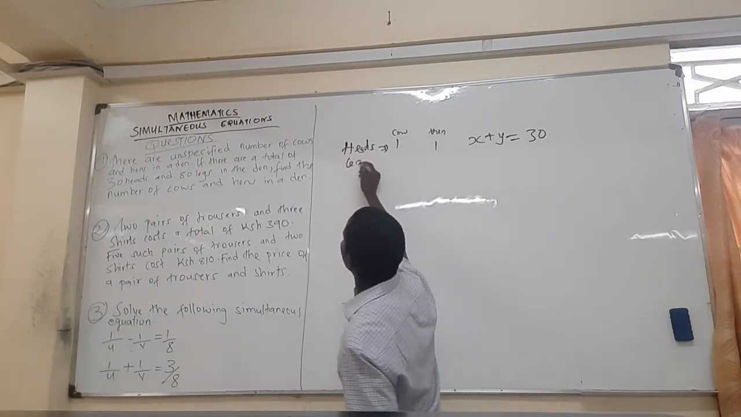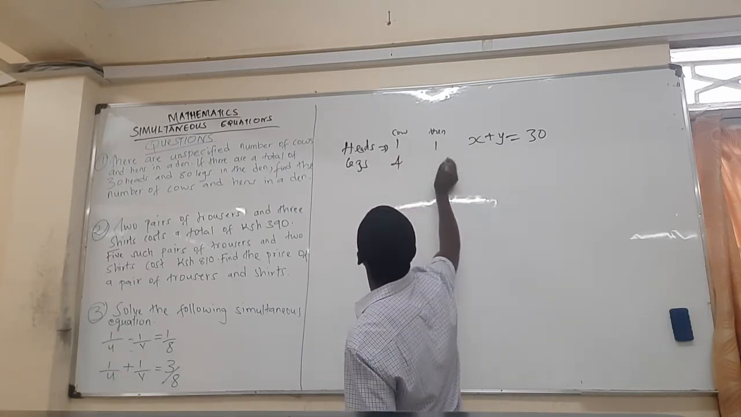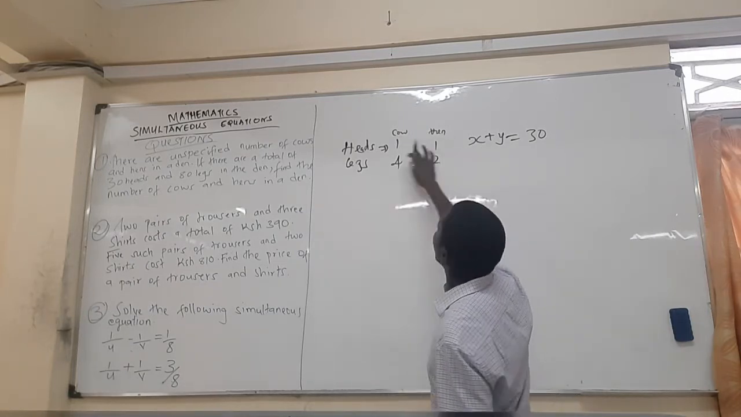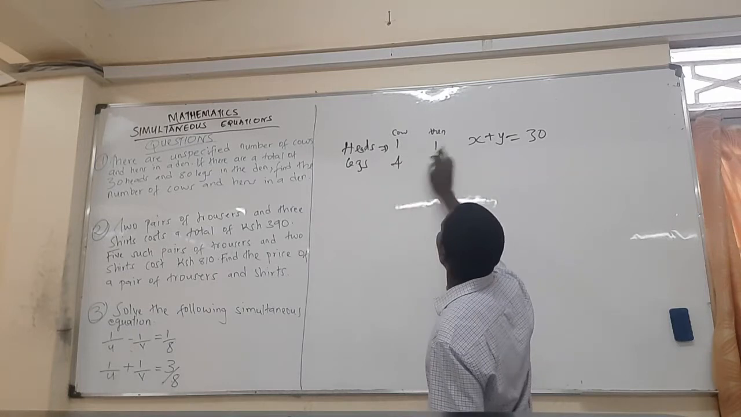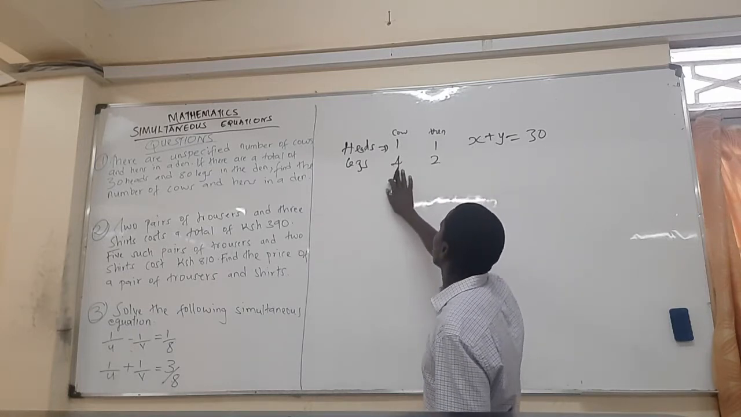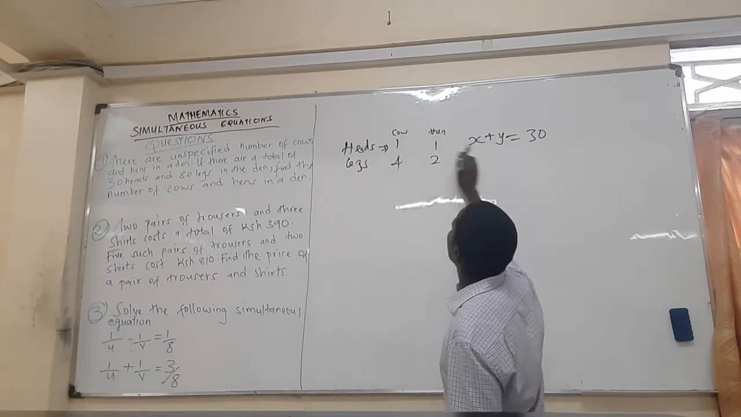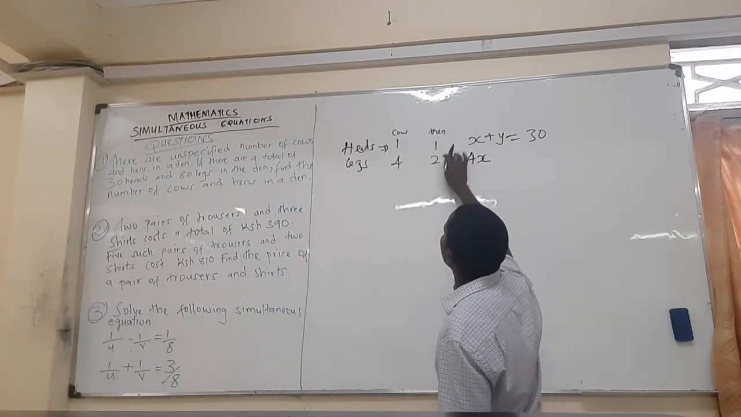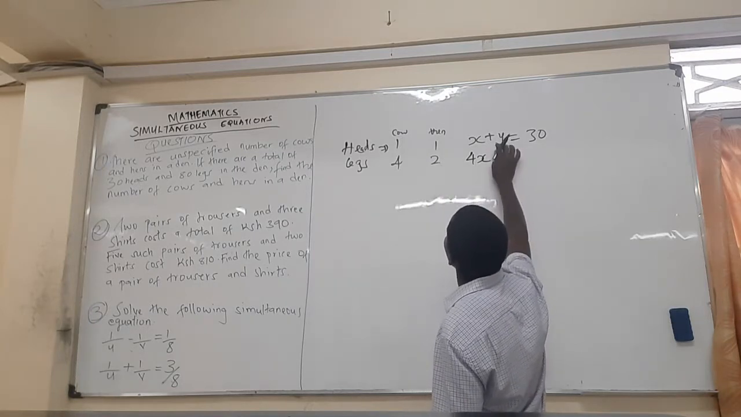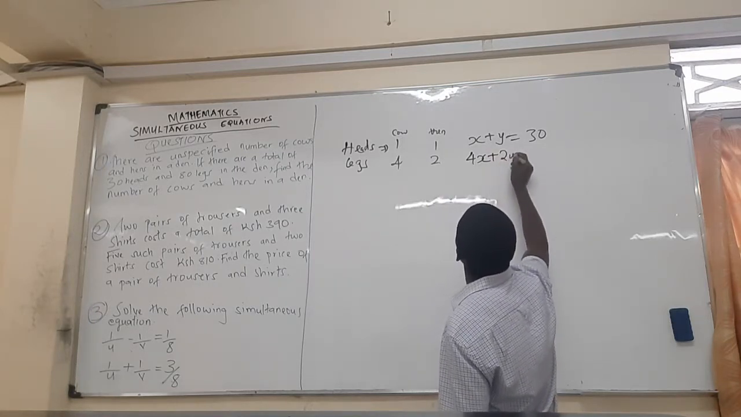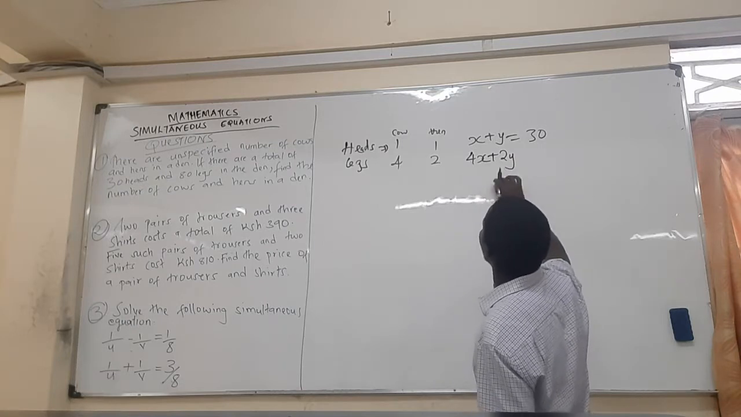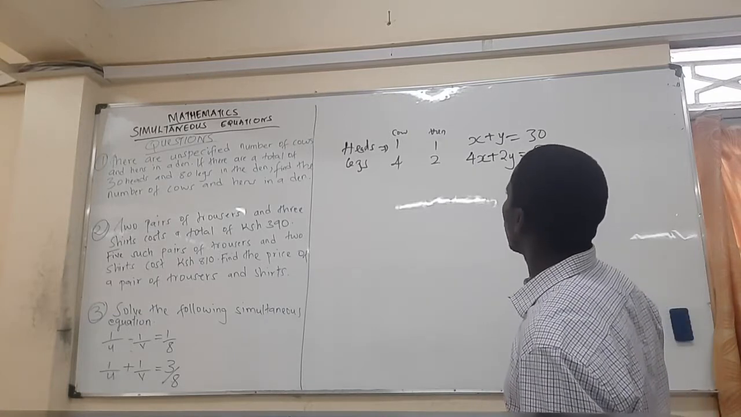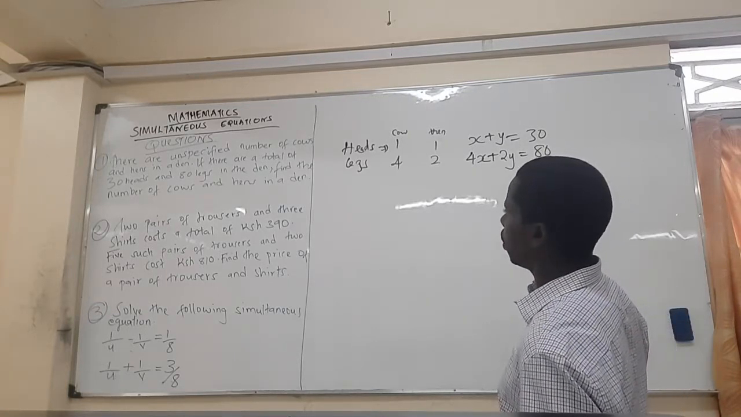When you look at the legs, a cow has 4 legs and a hen has 2 legs. If we have X cows, and 1 cow has 4 legs, then X cows are going to have 4 times X, that is 4X. Hens have 2 legs, so Y hens are going to have 2Y legs. The total number of legs we have been told is 80. So we have formed a simultaneous equation.